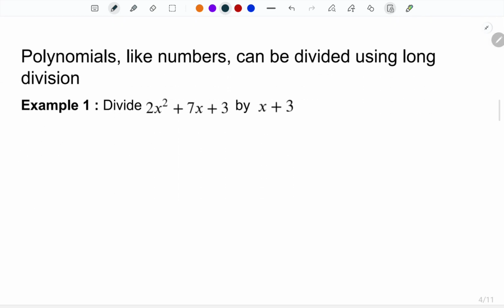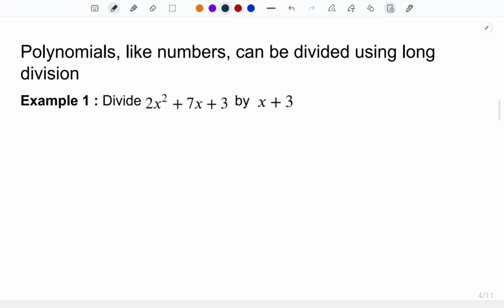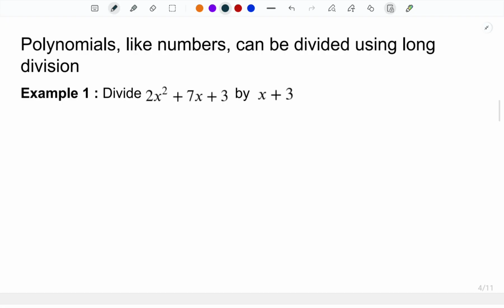Okay, so now let's move on to the world of polynomials. How is this going to work out with polynomials? Well, the algorithm is going to look the same. We just need to think now in terms of variables and polynomials instead of just numbers. So we're going to divide 2x squared plus 7x plus 3 by x plus 3. So the x plus 3 is going to go on the outside. The 2x squared plus 7x plus 3 is going to go on the inside.